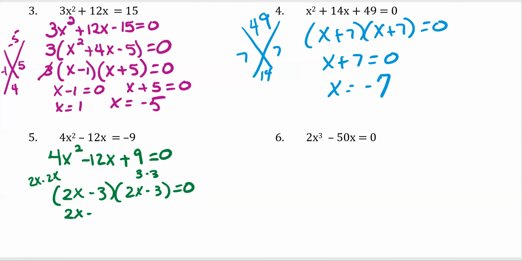We only need to set one of the factors equal to 0 because we'll get the same answer. Add 3 and divide by 2. So our answer is 3 over 2.